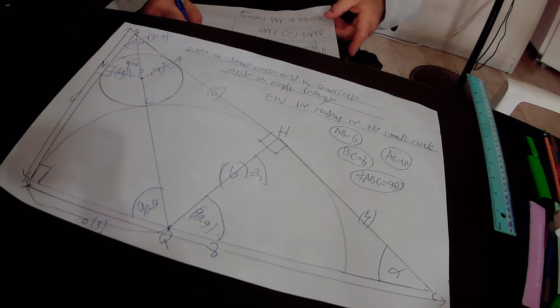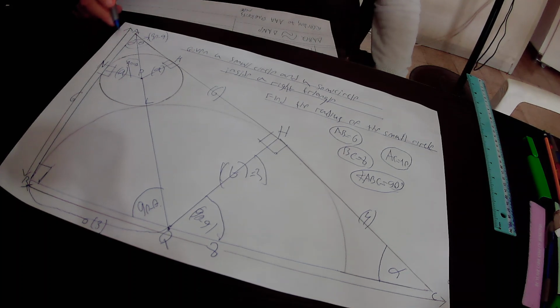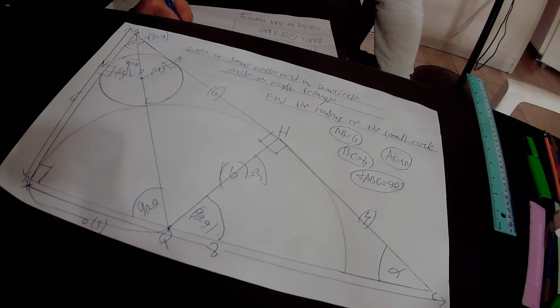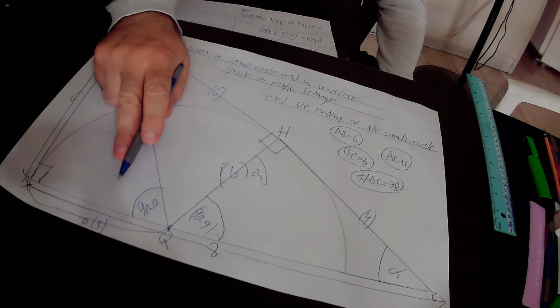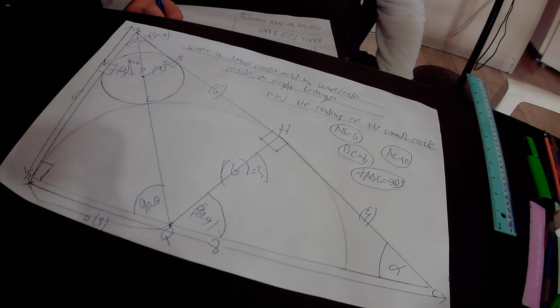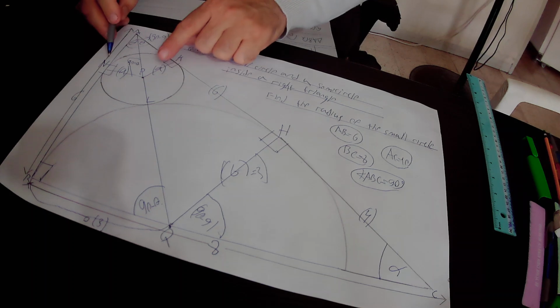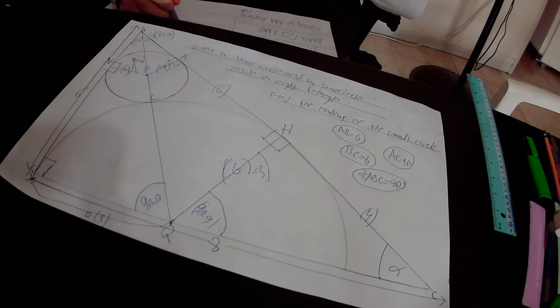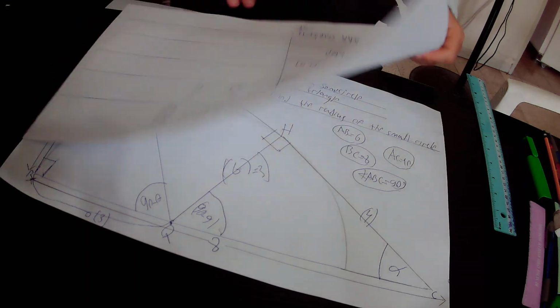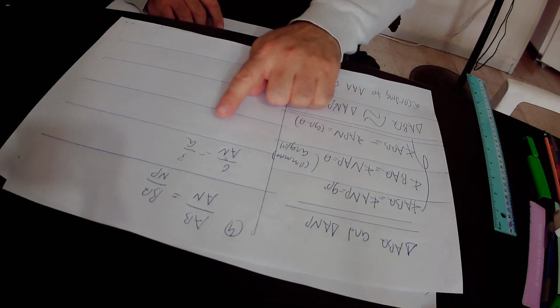AB is 6 over AN. AN is the missing side, so we leave it as it is. And it equals BQ. BQ is the radius of this big semicircle. This is equal to 3 units in its length, over NP. NP equals a. That is the radius of this small circle, that is the radius that we're looking for in this question. So in conclusion, we actually found out that 6 over AN equals 3 over a.